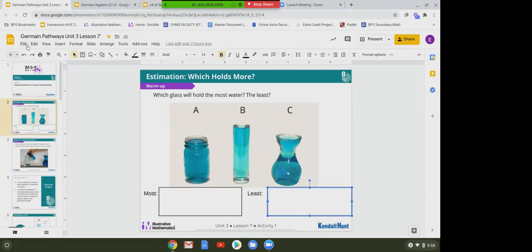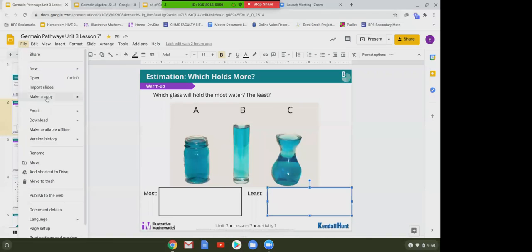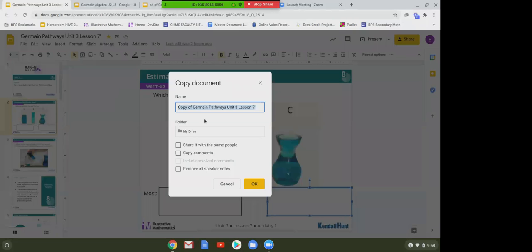Awesome, awesome. I'm just going to make a copy of this so that I can type in it because I am at home. You are still working on yours. C3.